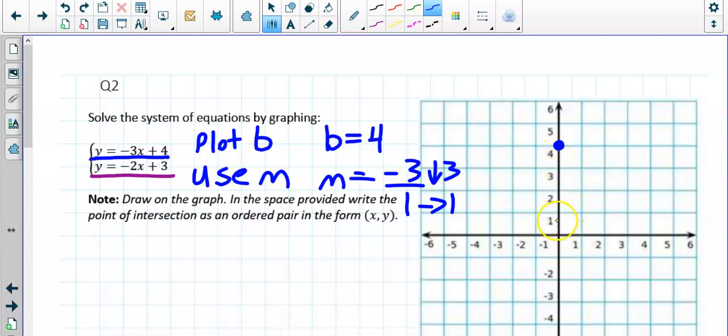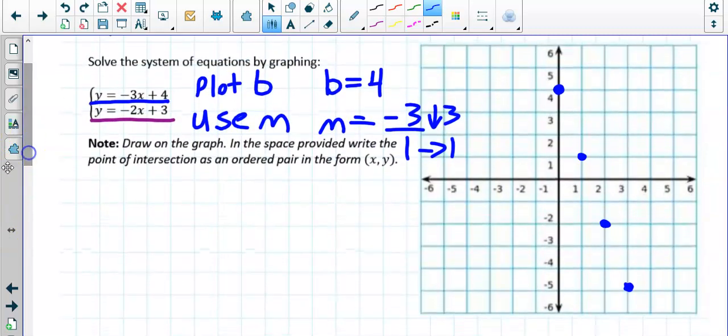1, 2, 3, right 1. And you could just continue that pattern all you want throughout the entire picture. 1, 2, 3, right 1. These are just some other points that we can plot that help me make my line a little bit straighter. So now we can graph.